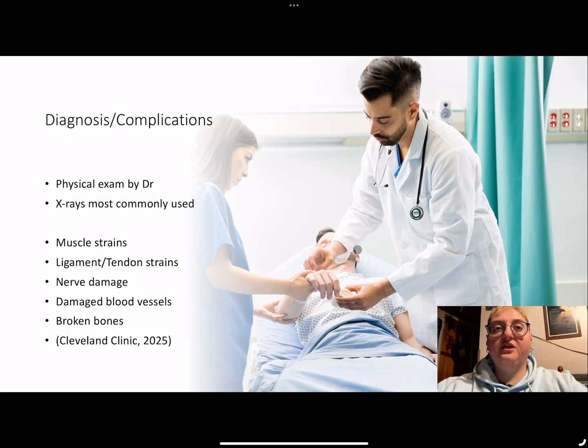Diagnosing a dislocation can only be done by a doctor. A physical exam of the injured area may show signs of blatant dislocations, but sometimes X-ray or other radiology imaging may be required for a diagnosis. Dislocations can have severe complications like nerve damage, damaged blood vessels, and broken bones. If left untreated, it can have negative lifelong effects.